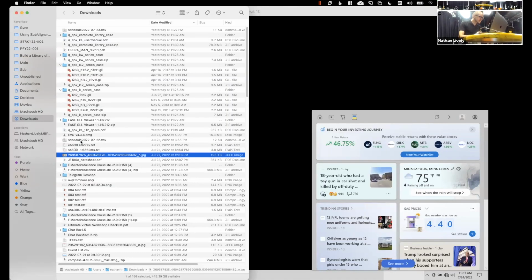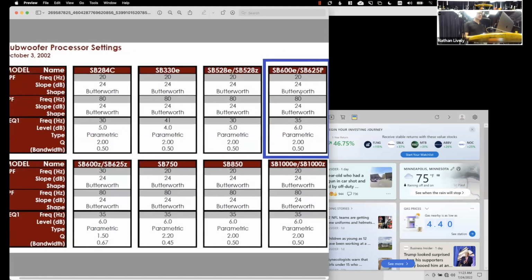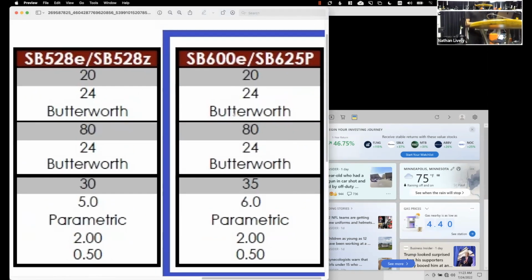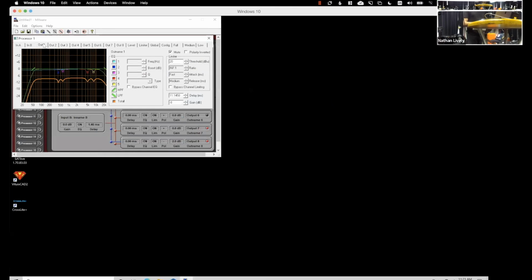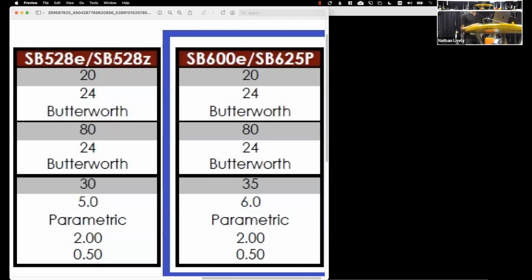And where is it? And this says, hey, when you use this subwoofer, use these settings on the high pass filter, the low pass filter, and put this EQ in. And so that's what I did over here on output 8 for the subwoofer. You can see I've got that high pass, low pass, and EQ. So that's what you should always do.